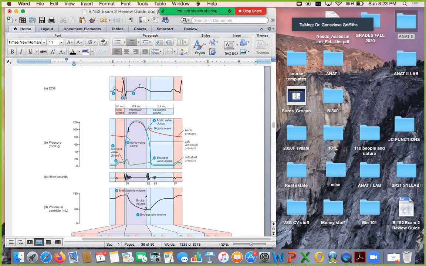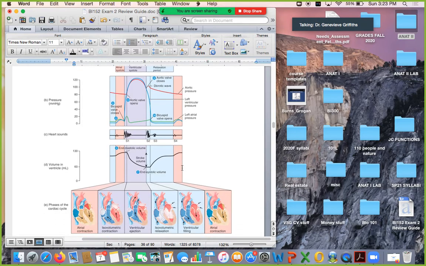Then the ventricular pressure is going to try to match the aortic pressure. Then the aortic valve closes. Then the bicuspid valve opens. And now we're back to matching the atrial pressure again. These are the sounds that it's going to make. Basically, these are the lub-dub. And then this talks about the volume in the ventricle, right?